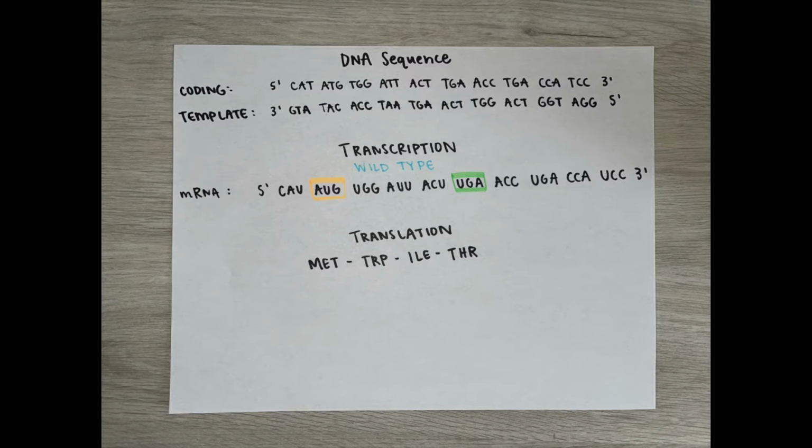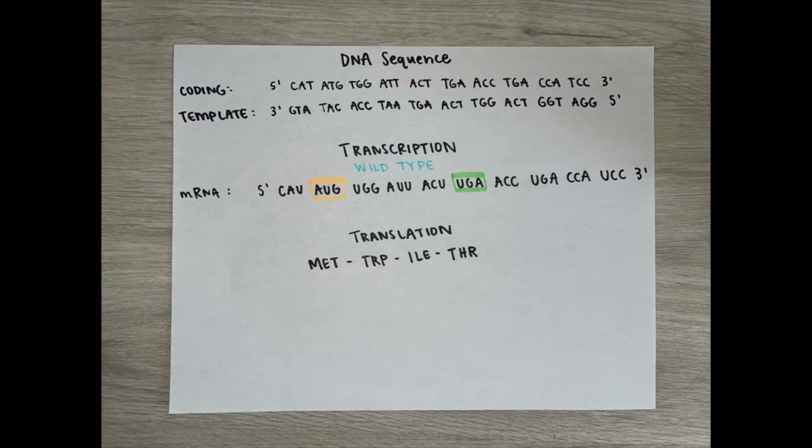The DNA sequence for the protein is at the top. The coding strand of DNA will match the transcribed mRNA, however, thymine will be replaced with uracil. The mRNA strand produced by transcription is found below. This strand would be considered the wild type because it contains no mutations.